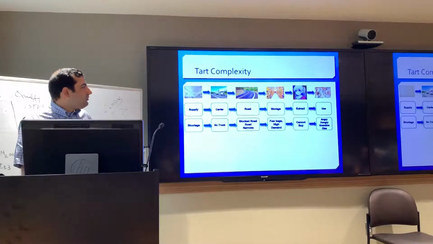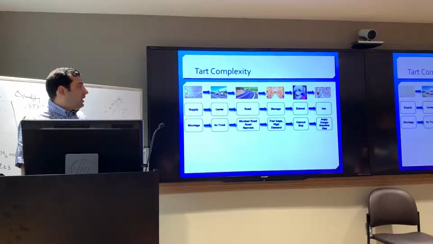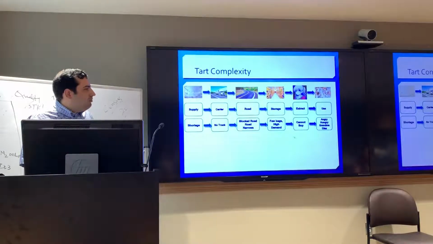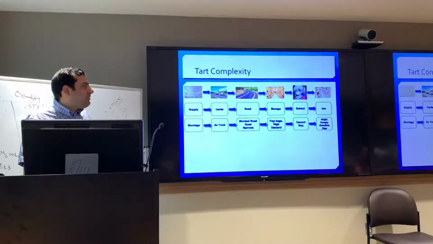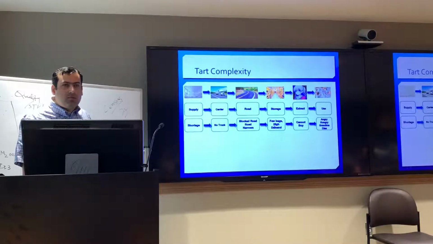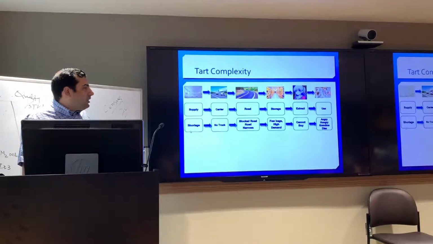We do our best. So we have a supply, we have a carrier, we have the road, store it, extract it, and use it. And what can go wrong? Again, we mostly emphasize on these. I don't have money to buy it. I don't have time to buy it. Or there are very few bags left, and another neighbor just bought them. So it's short supply and storage and high demand. But any of them can go wrong.